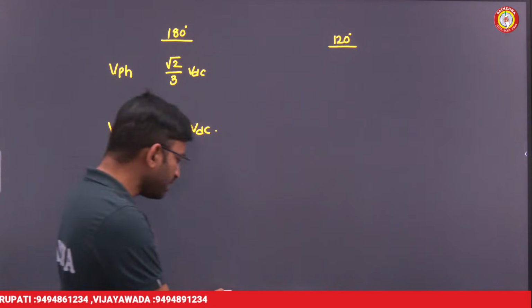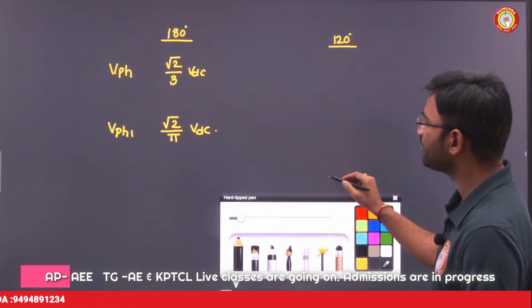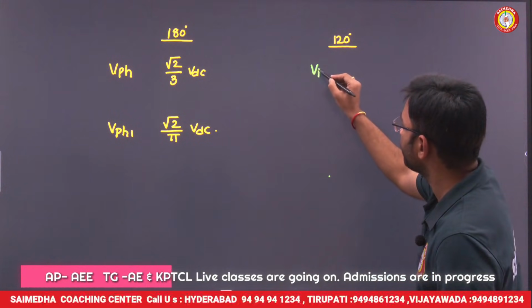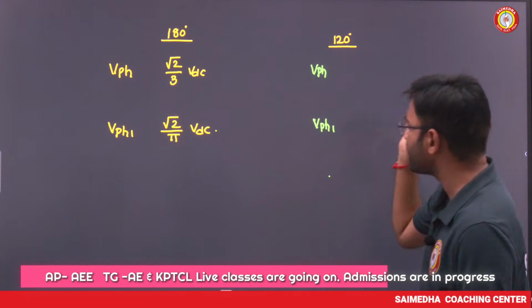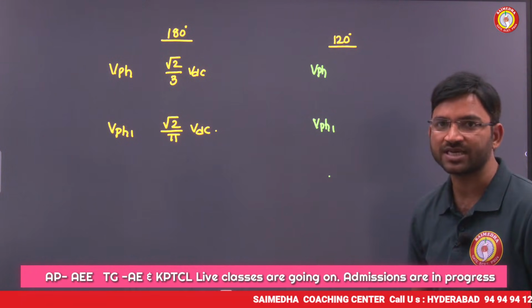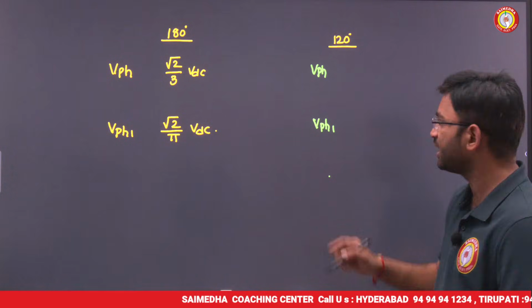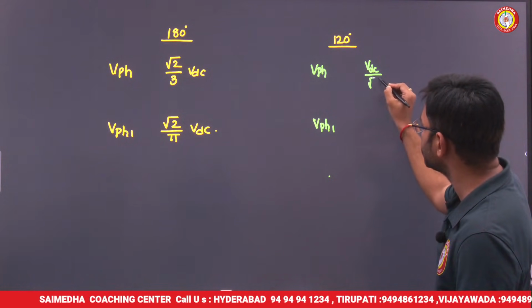In the similar manner, when it comes to 120 degree mode of operation, you need to know the phase voltage and also the fundamental value of the phase voltage. Here the phase voltage is going to be VDC by root 6.